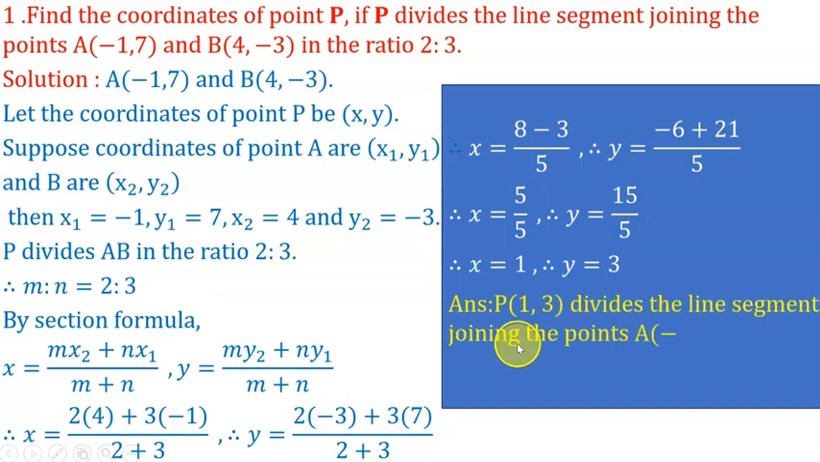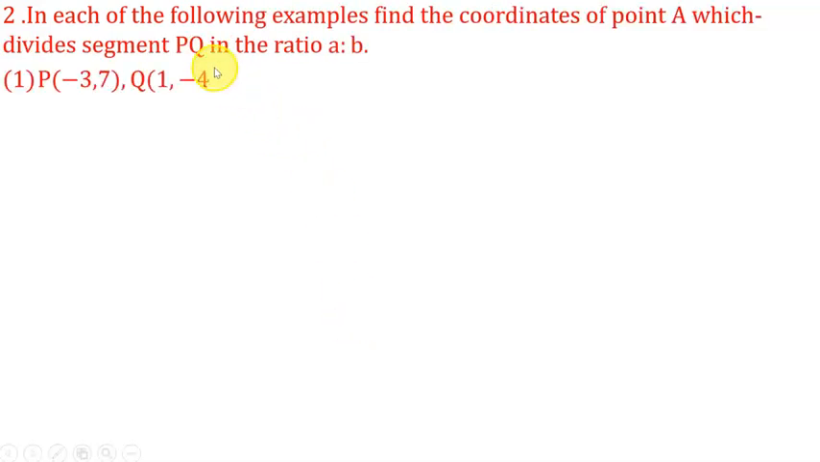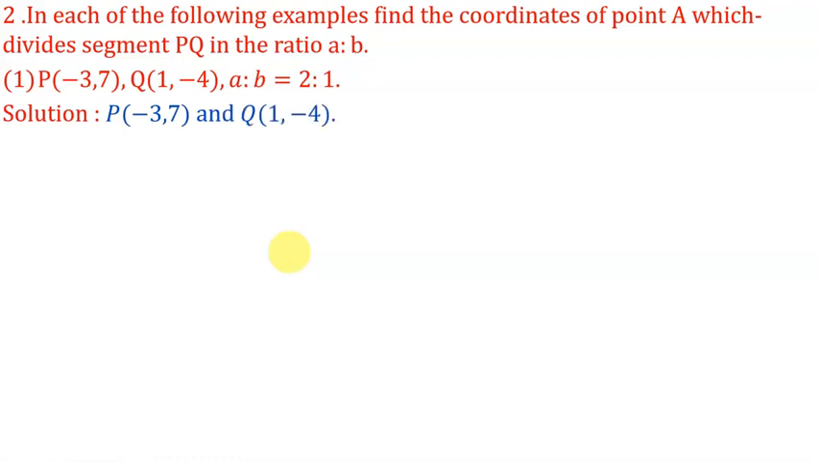And hence, the point P(1, 3) divides the line segment joining the points A(-1, 7) and B(4, -3) in the ratio 2:3. Now, next example. In each of the following examples, find the coordinates of point A which divides segment PQ in the ratio a:b. Now, here P is (-3, 7), Q is (1, -4).